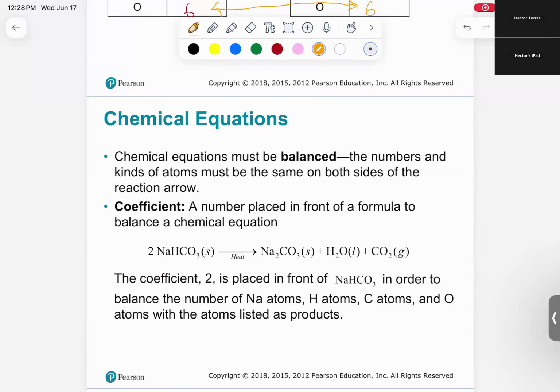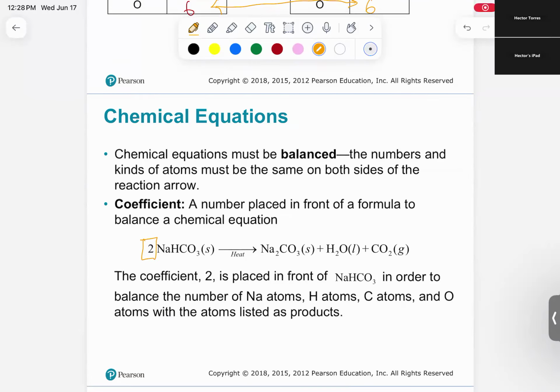Okay, so over there is a definition of balanced. It means the number and kinds of atoms must be the same on both sides of the reaction arrow. And then there's a little definition of coefficients. This is a number placed in front of the formula to balance the chemical equation. Again, our coefficient is always going to be in front of it. And don't forget, if there is no coefficient, then we assume that it is 1.